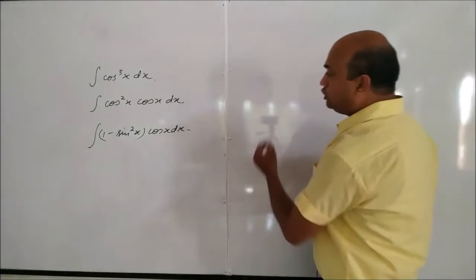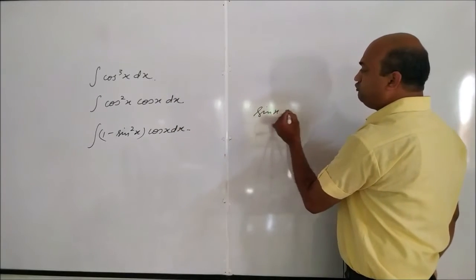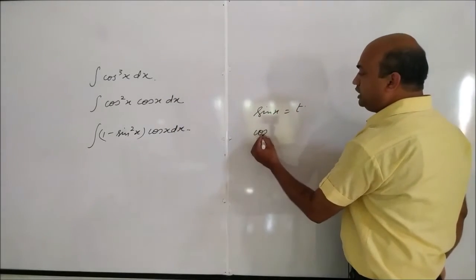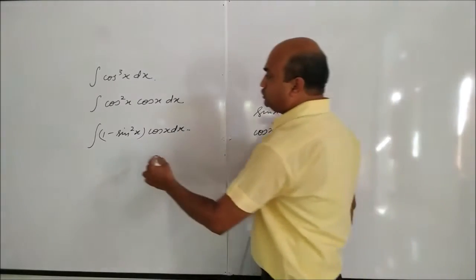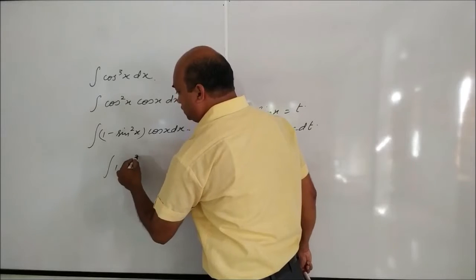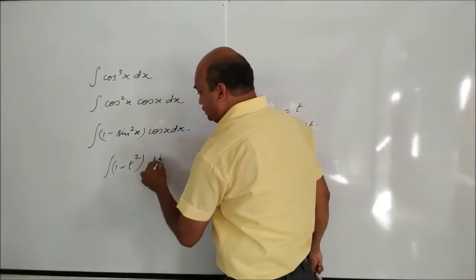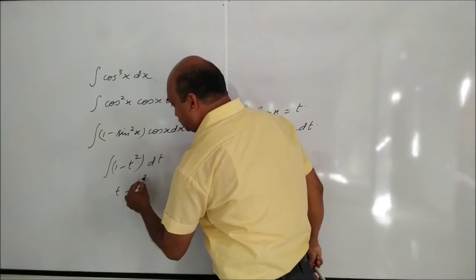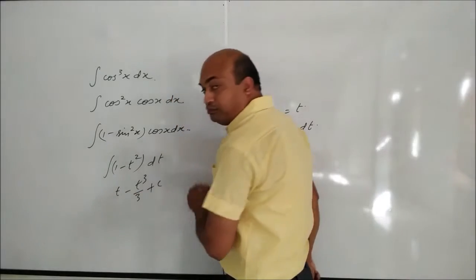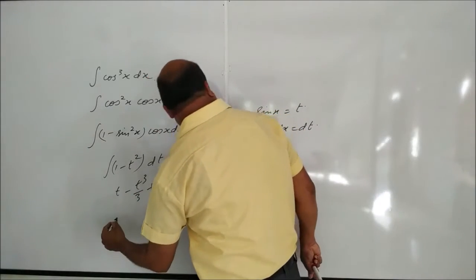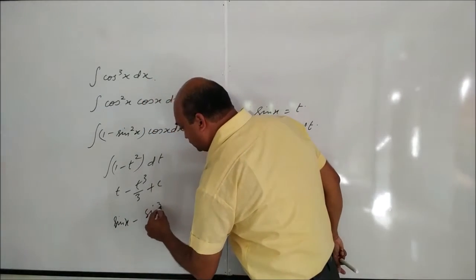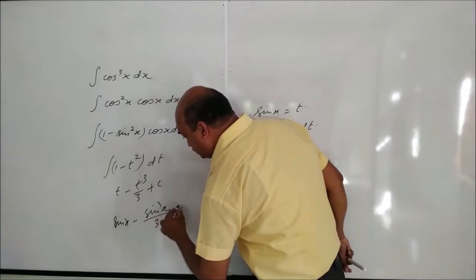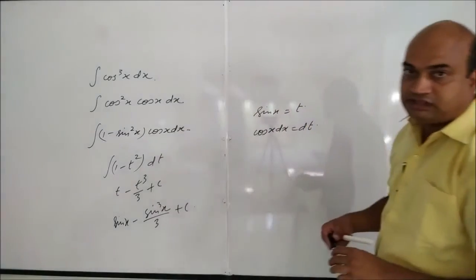Now sin x we put as t, then we will get cos x dx is equal to dt. So it is integration of (1 minus t square) dt, that will be t minus t cube by 3 plus c, and what is the value of t? T is sin x. So sin x minus sin cube x by 3 plus c, the final answer.